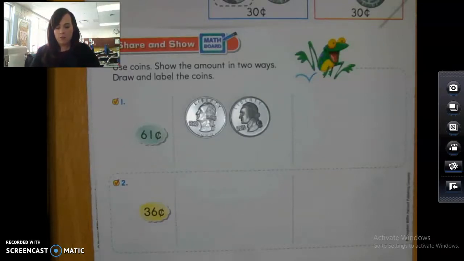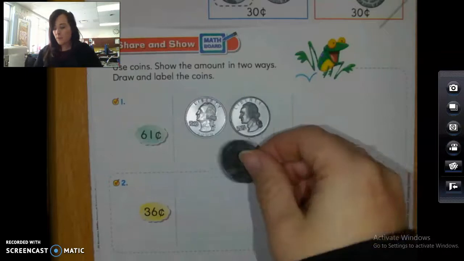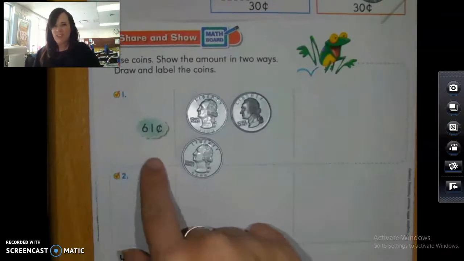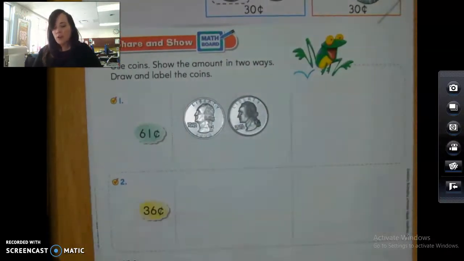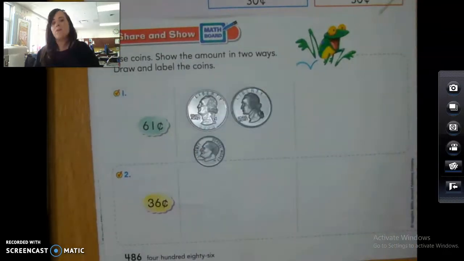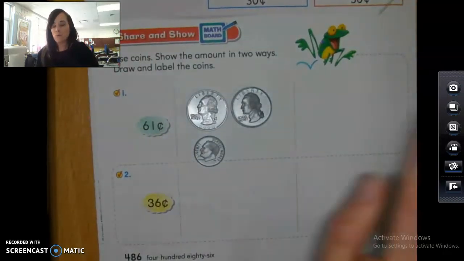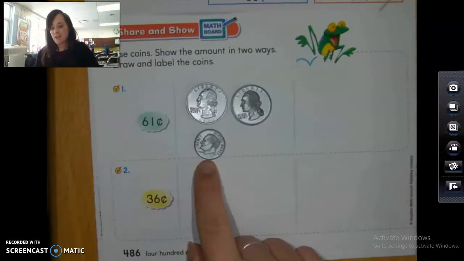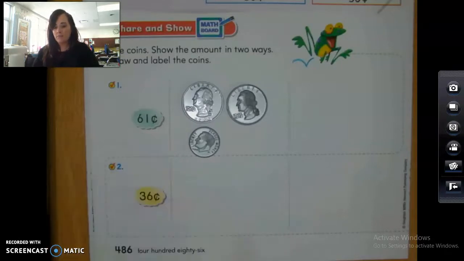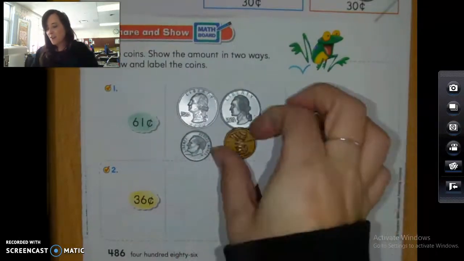Okay. Can we add another quarter? Let's see if I have another quarter. What's another quarter worth? 75. Oh, that's too much, right? So I'm going to take this away. So now we're back at 50. Okay, we have 50 cents. My next biggest coin is a dime. All right, so I got a dime there. So we have 50, 60. We need 61. So what coin could we do to get us to 61? A penny. Okay, so that's our first way.